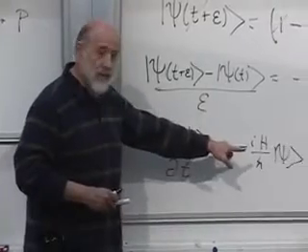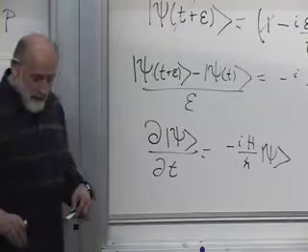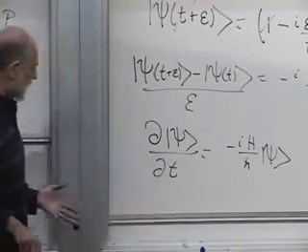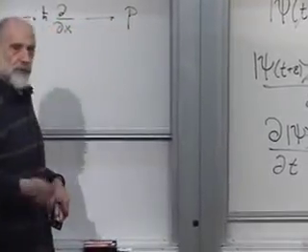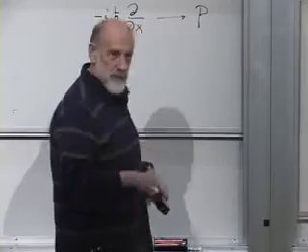This equation has a name. Anybody know the name of it? That's the Schrodinger equation. It's the abstract general form of the Schrodinger equation. It's not the equation Schrodinger wrote down. To my knowledge, I think the first one to write it in this form was Dirac.